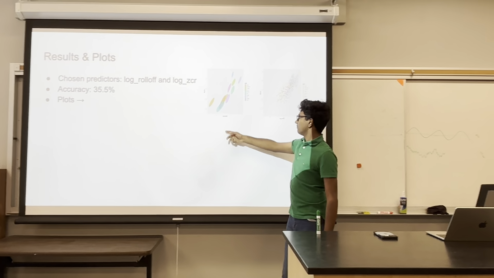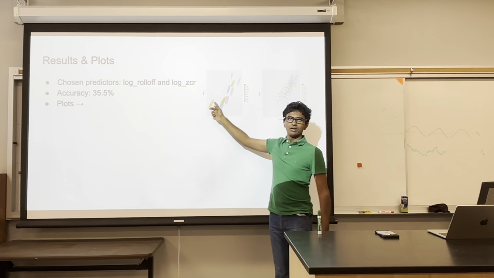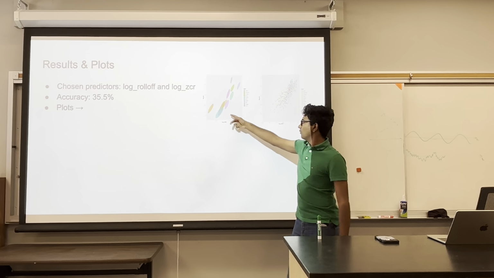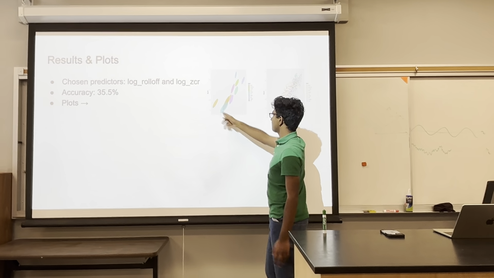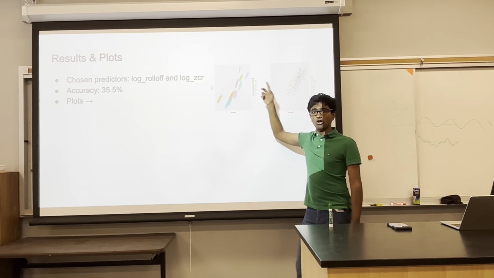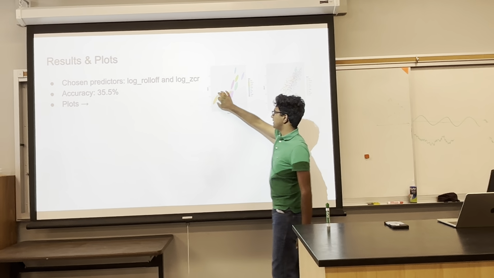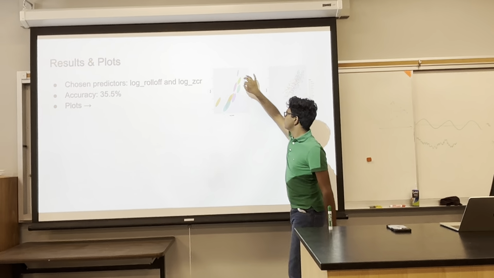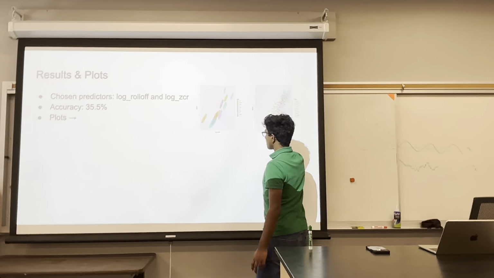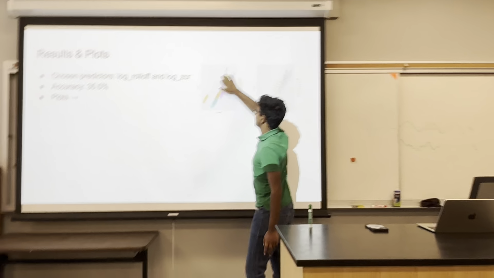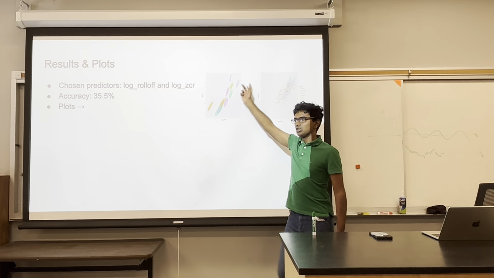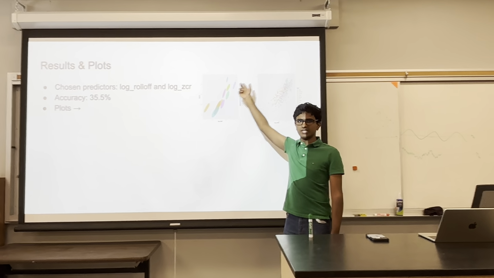So let's look at this one. This orange ellipse corresponds to classical music. What this means is it tends to have a low roll off because it's on the left. It also tends to be stretched out in this direction. So classical music that has a high roll off also has a somewhat high ZCR. Actually, all the ellipses, as you can see, are stretched out somewhat in this direction.